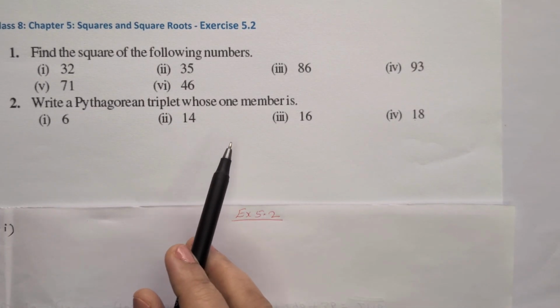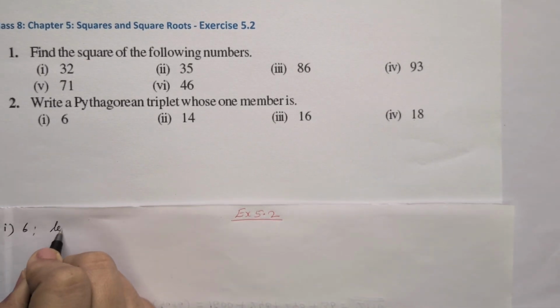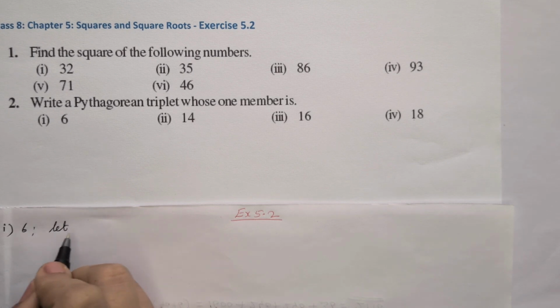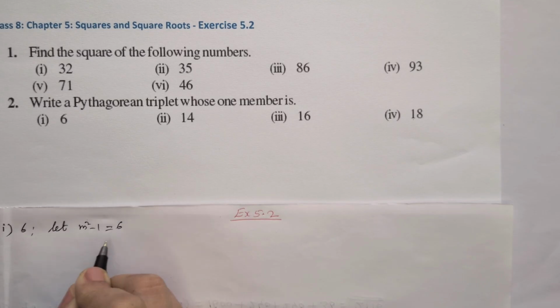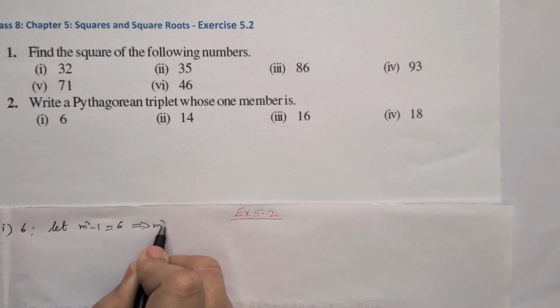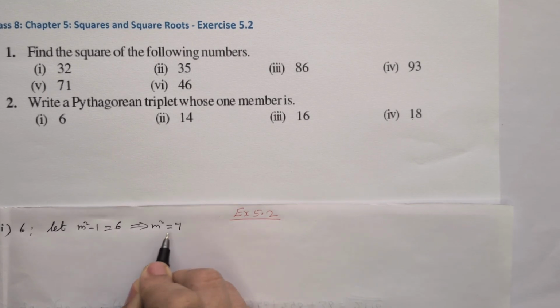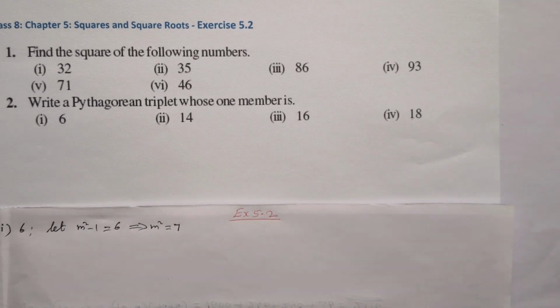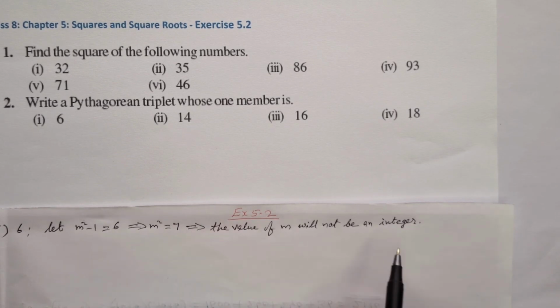Write a Pythagorean triplet whose one number is 6. So we can write that as let m square minus 1 is equal to 6, which implies m square is equal to 6 plus 1, 7. We know that it is not an integer. The value of m will not be an integer here. So we will try for the next one. m square is equal to 7, which means m is equal to root 7. That means the value of m will not be an integer.